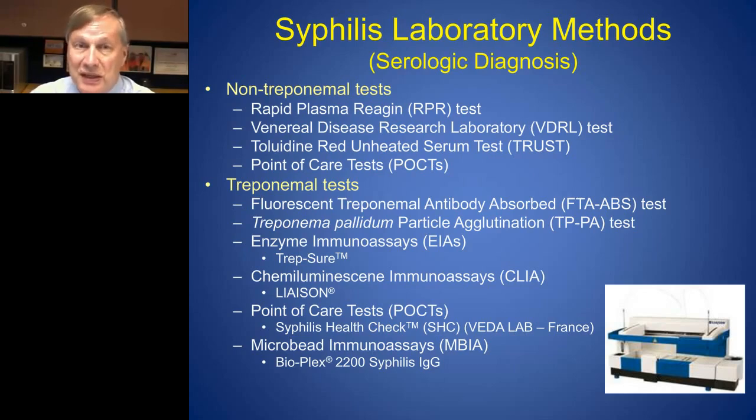Treponemal tests, our old friend, the FTA, the TPPA, good assays, the enzyme immunoassays, and there's a variety of different enzyme immunoassays. The chemiluminescent immunoassay, the Liaison, you can see the instrument on the lower right-hand side of the slide. Point-of-care tests, we do have one treponemal point-of-care test that's FDA cleared in the U.S., and that's marketed by Trinity this time. It's actually a product that's made in France, and it's a waived assay. So that is currently available, and we'll talk a little bit about that later. And then, of course, the BioRad MicroB immunoassay, the MBIA.